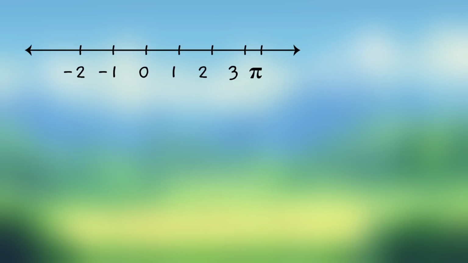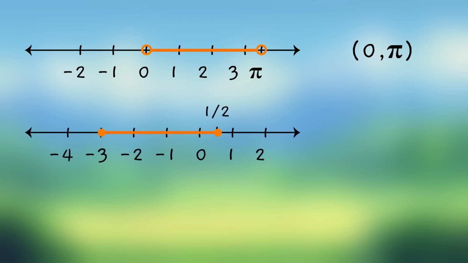Here is the interval from 0 to pi that does not include either endpoint. Using interval notation, we write down the endpoints and then surround them using parentheses. In this next example, the interval covers all real numbers between -3 and 1/2 with both endpoints included. When writing this using interval notation, we surround the endpoints with square brackets.